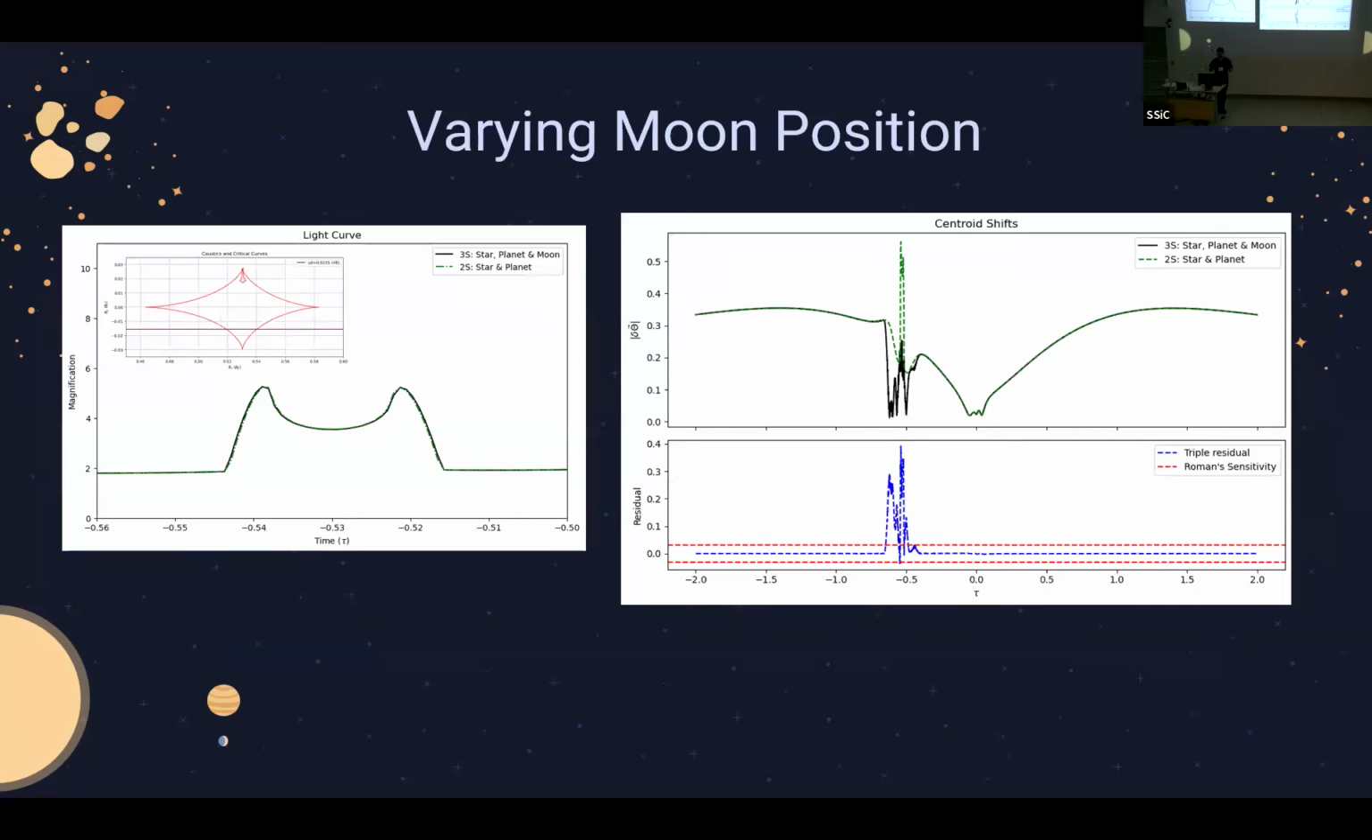Now let's vary the moon position. At the bottom, you'll see that at first the moon was above, now we have it at the bottom. So the caustic changes position. And you'll see that now it's harder to differentiate if there's a third body or not in the light curve. Yet the astrometric data still shows a very distinguishable difference.